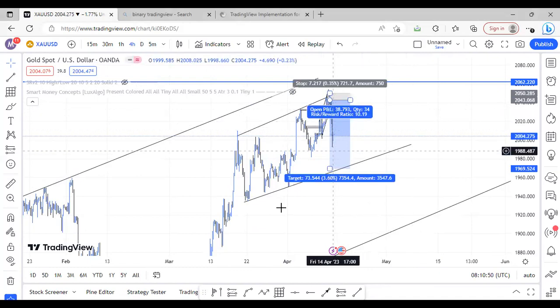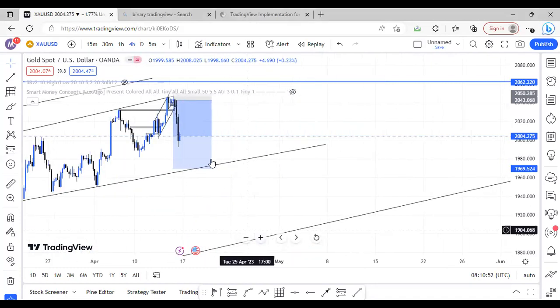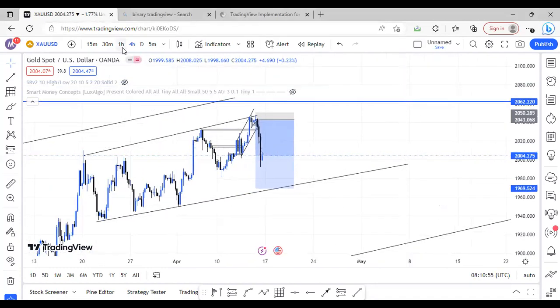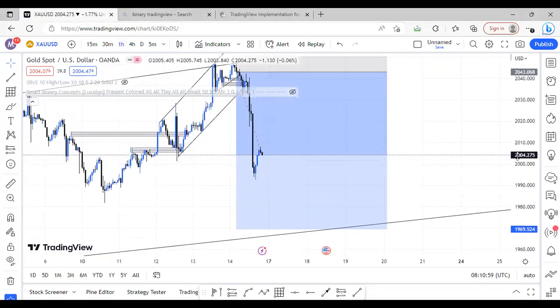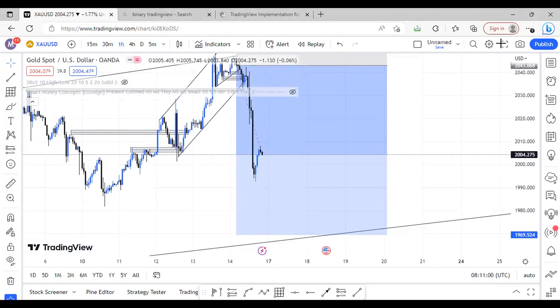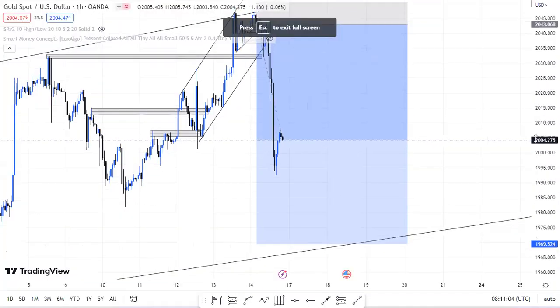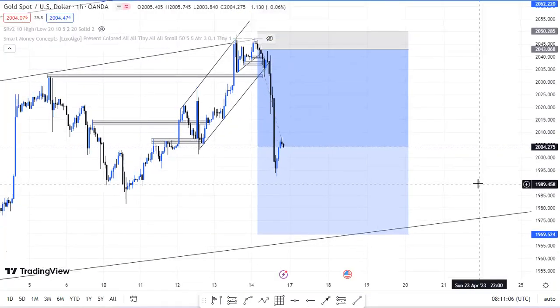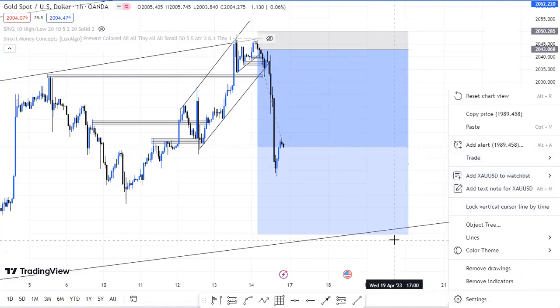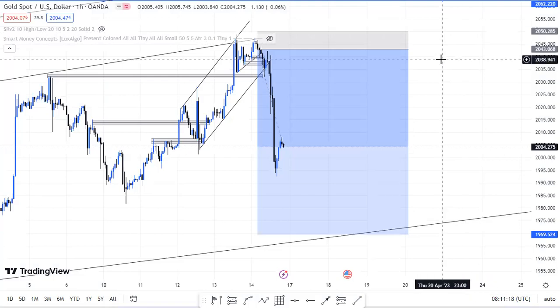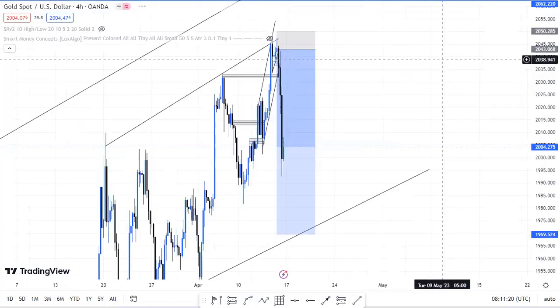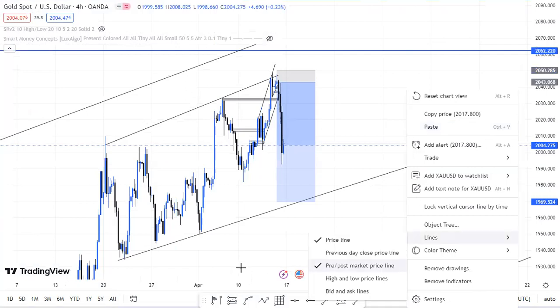Okay, so as you can see, we had a nice sell from that level right there. So let me go to a smaller time frame and see the amount of candlesticks, guys. This was a really good entry. This was a really good trade. So I just wanted to share it with you guys. Let me just remove every drawing, and start from scratch.